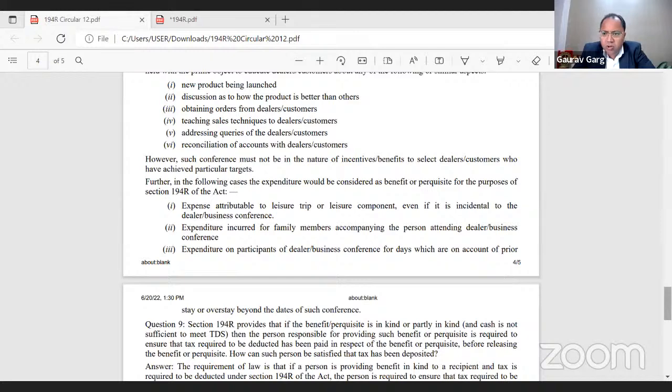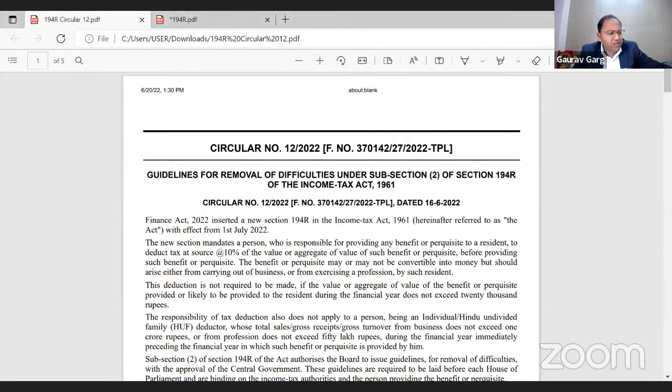I hope you are able to see my screen, that this is circular number 12, and circular number 12 has in total 10 questions to guide us. If I wish to divide those 10 questions, I will say that questions number 1 and 9 are basically suggesting action for the deductor of the TDS, or the one who is providing the benefit, on how the provision of 194R will operate. Then we have almost six examples on the applicability of 194R.